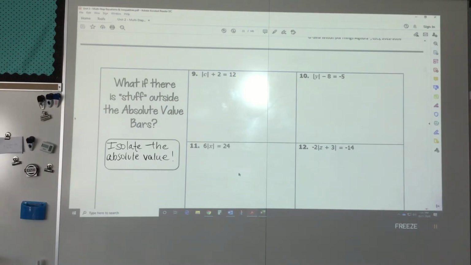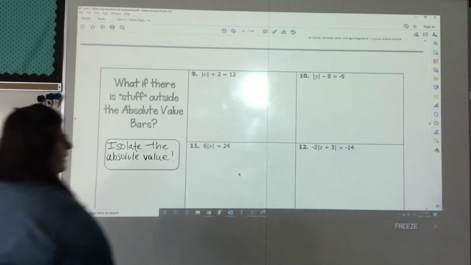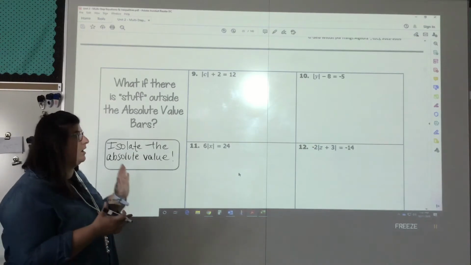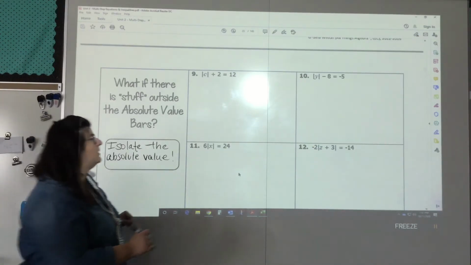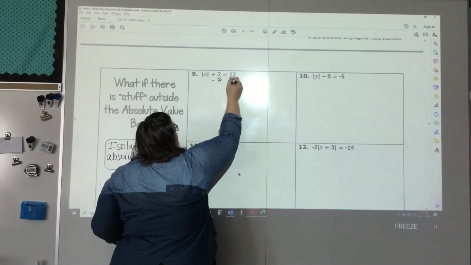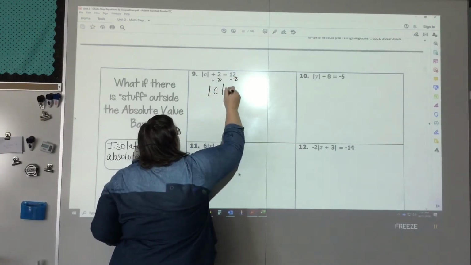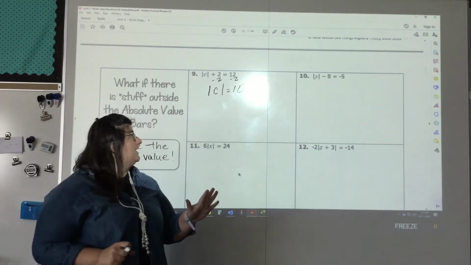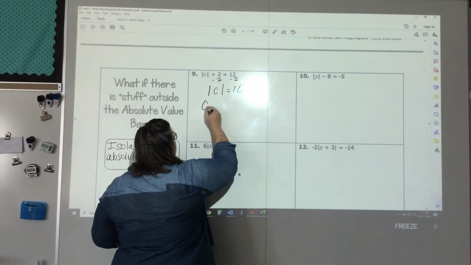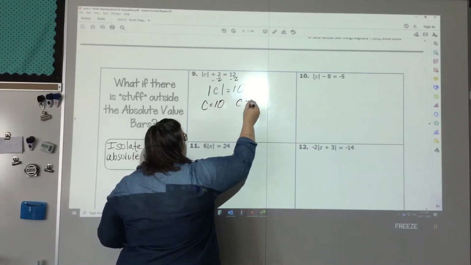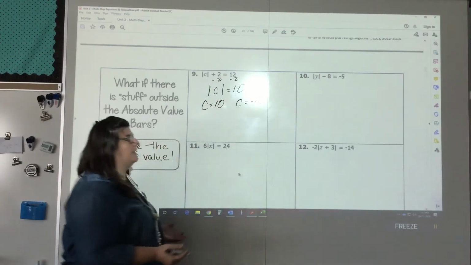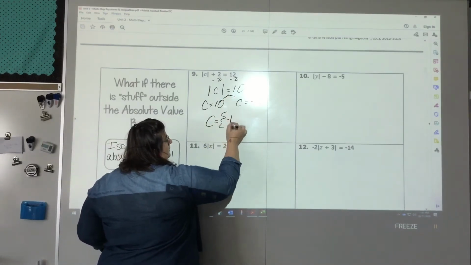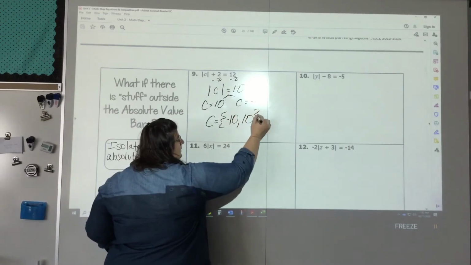That's our first step. So looking at number 9, we have the absolute value of c plus 2 equals 12. I need to get the absolute value on the left side all by itself, so I'm going to get rid of this 2. Now I can break it apart and set it equal to 10 and negative 10. And that's all I need to do. That's my solution set. So c equals negative 10 and 10.